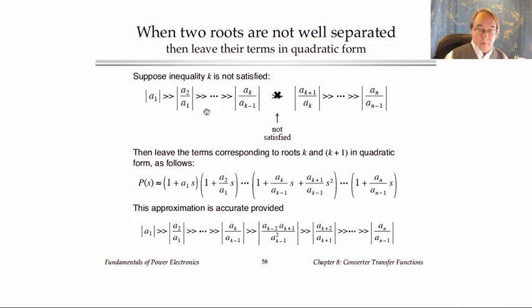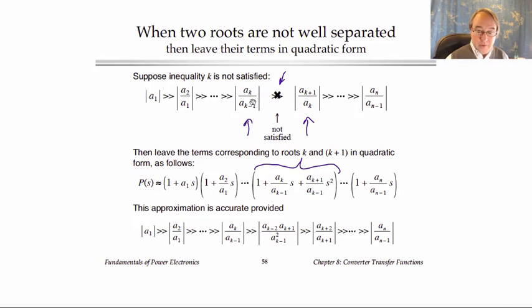Okay, well, we just need to worry next about special cases. So suppose some inequality is not satisfied. Let's say this inequality out here in the middle of this string of inequalities. In that case, what we have to do is take the two roots that are on each side of this inequality and leave them in a quadratic form, like this.